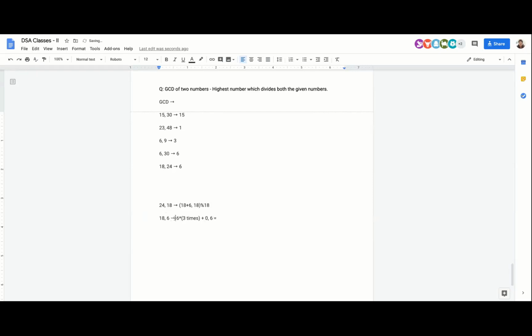So can you say that this number is completely divisible by 6? Also, this number is completely divisible by 6. So that means both of these are divisible by 6. So what would be your answer in that case? Your answer would be 6. Let's take another question.